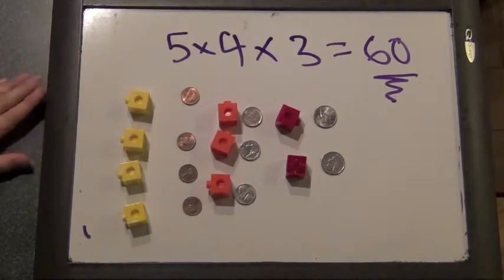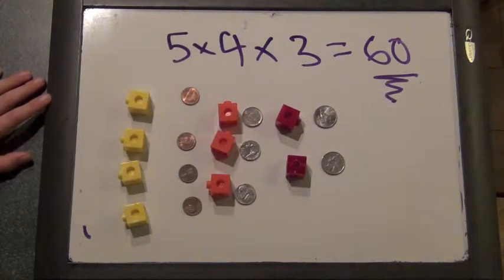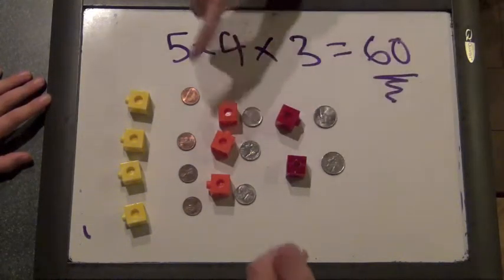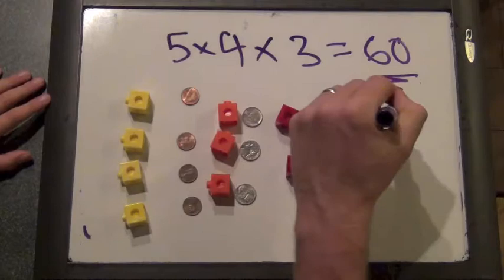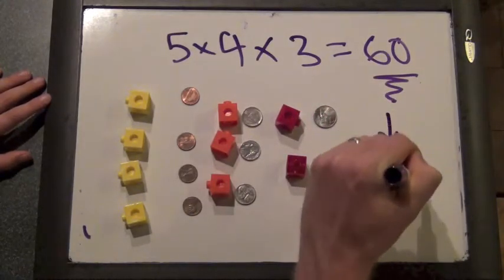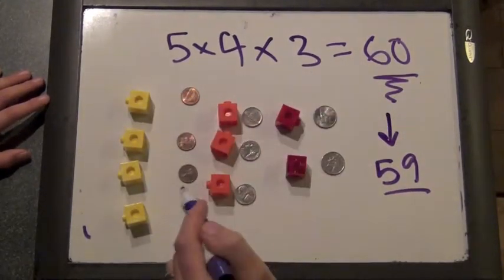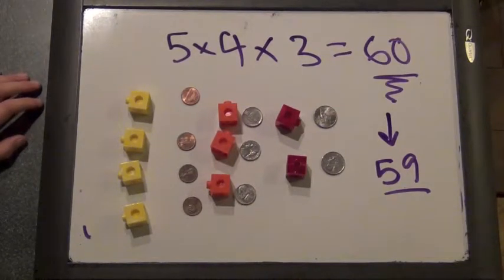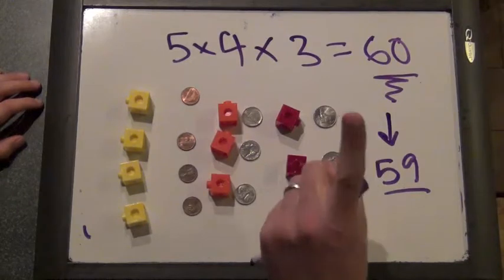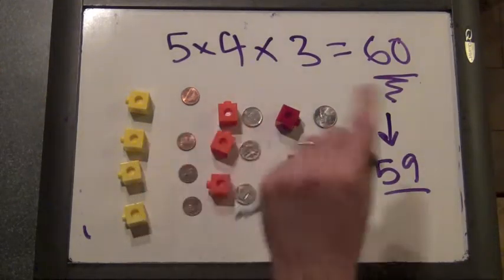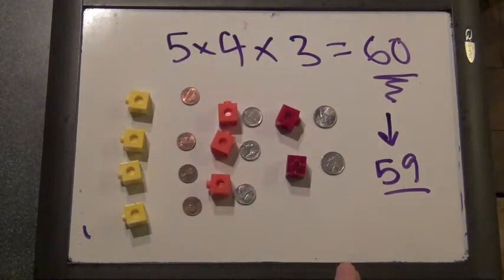Well, one of the problems is you can't make 0 in this problem. I can't do 0, 0, 0, so I have to subtract 1 to go to 59, because picking 0 pennies, 0 nickels, and 0 quarters doesn't work for the problem. That was only one choice, 0, 0, 0, so that's why I go from 60 to 59.